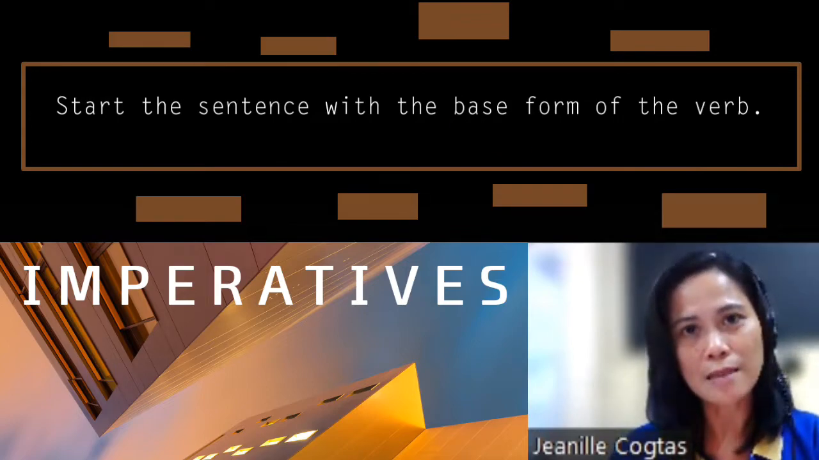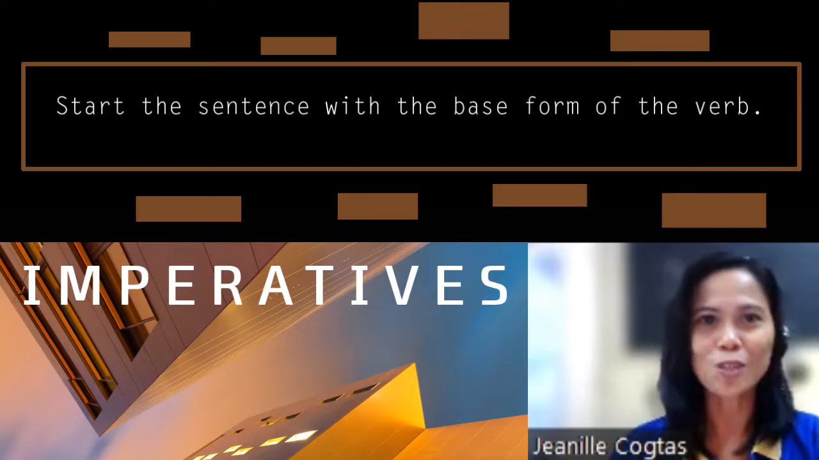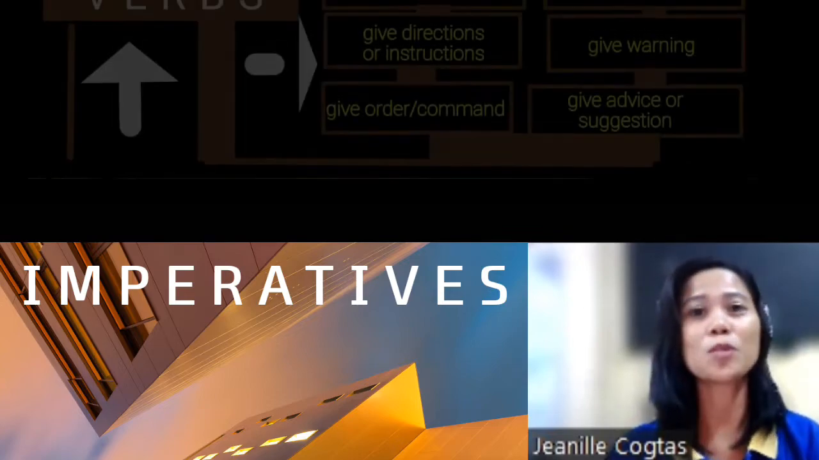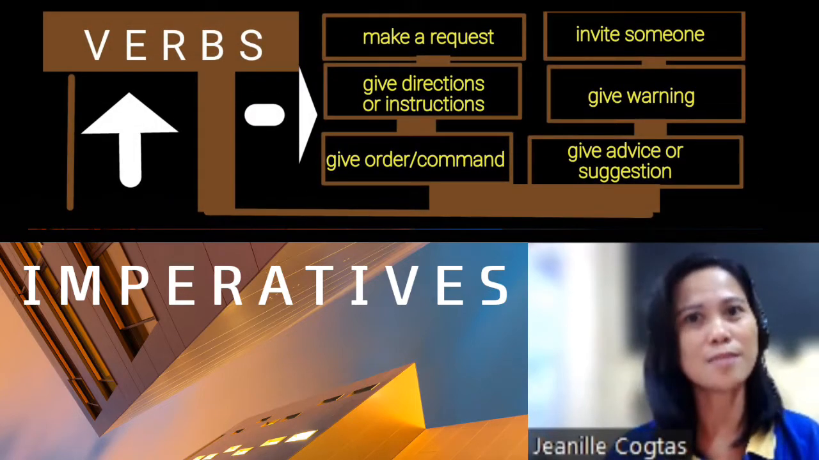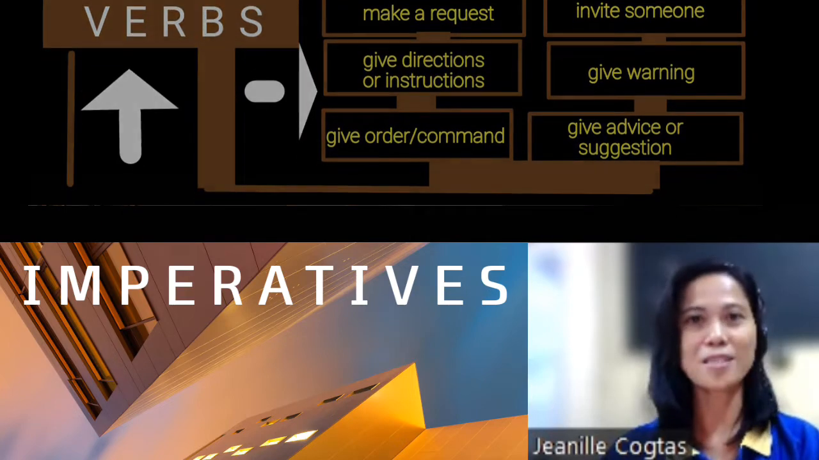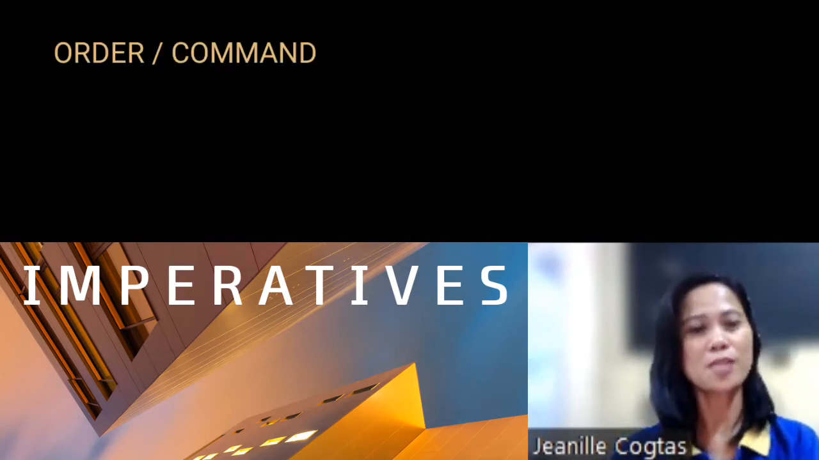Clean your teeth. Gargle properly. Okay, that is an imperative using the base form of the verb. Of course, you start with a capital letter because it still is a sentence, and you end with a period. Then that's basically it. Okay, let's go to the examples.